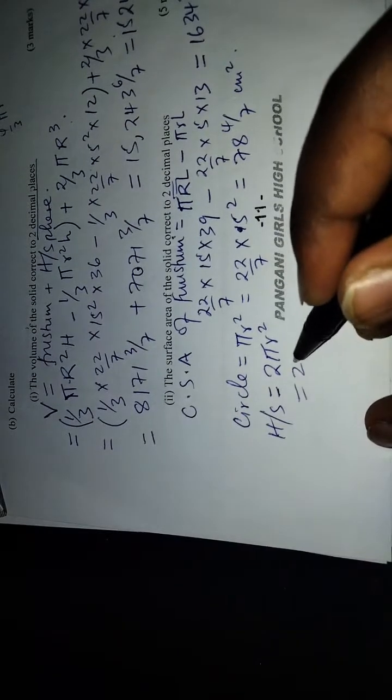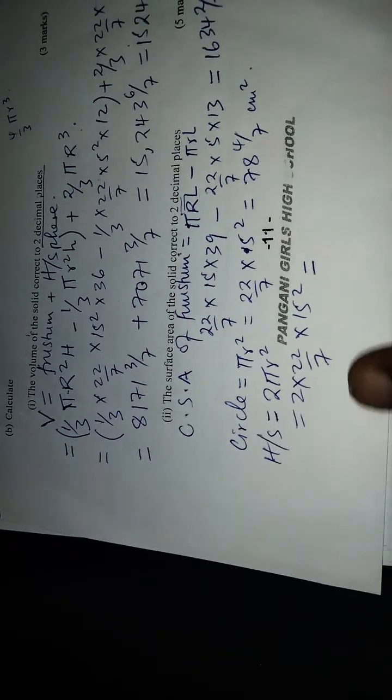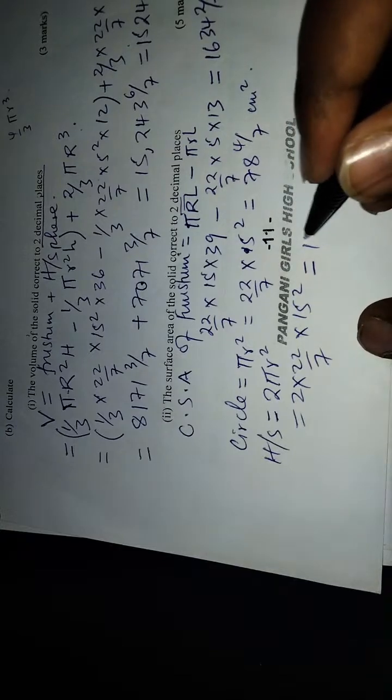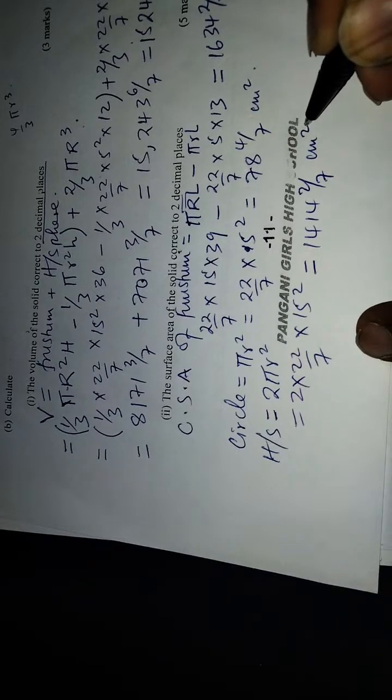Let me compute 2 times 2 over 7 times a radius of 15 squared. This is going to give us 14, 14, and 2 out of 7 square centimeters.